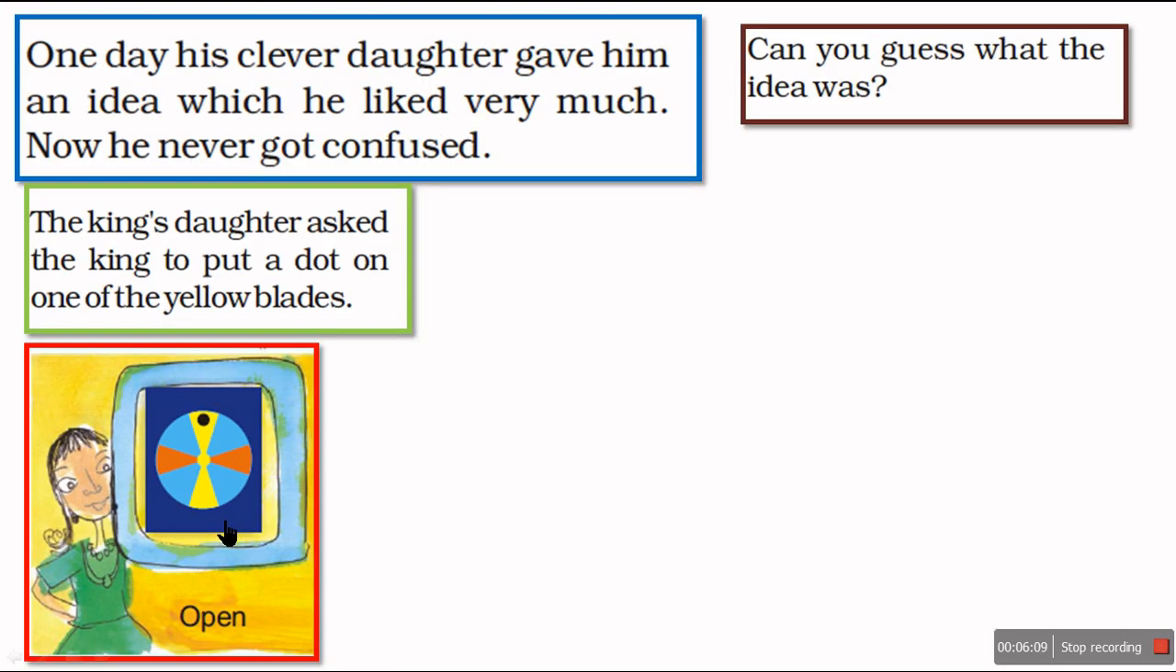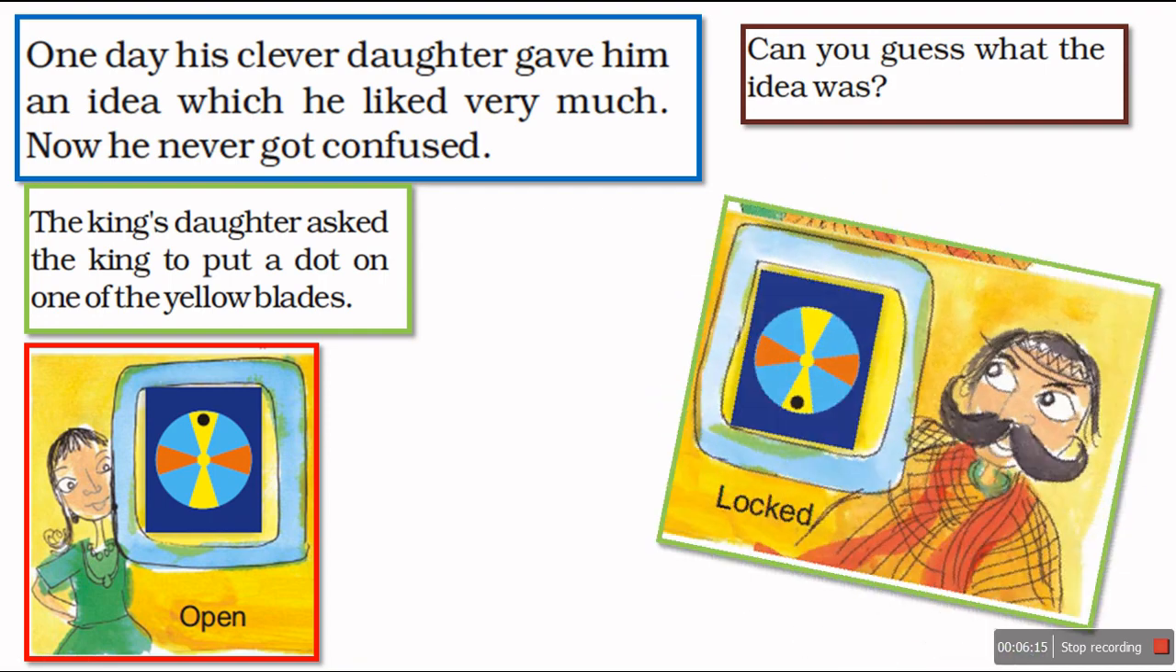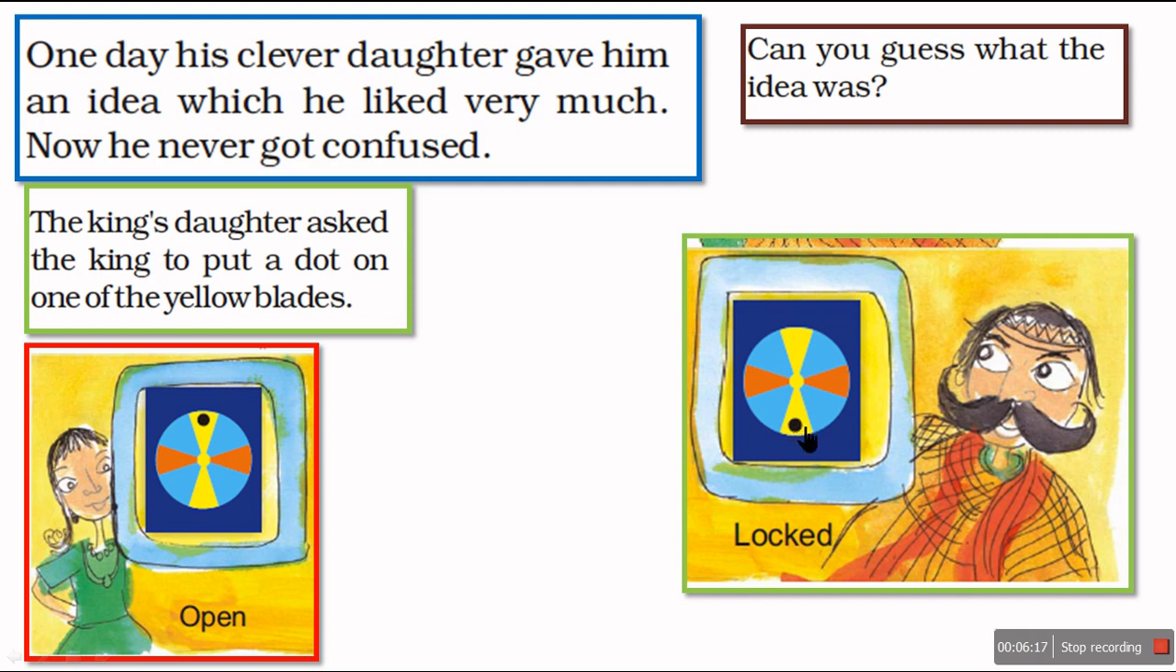He gave a half turn, and this yellow black combination comes down, which means closed. So now it was clear.